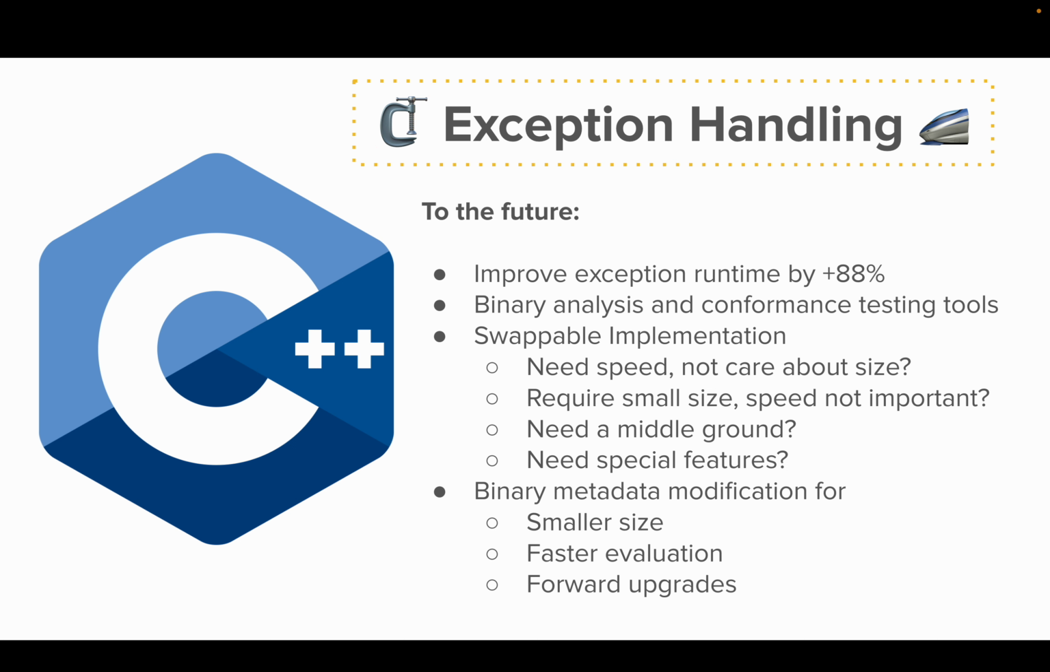But on top of this, not only can you have a tool that allows you to view, inspect and get insight into the errors being propagated out of your code, the other cool thing about exception handling is that it's swappable. Whenever you call throw, how throw is implemented is up to the implementation. Meaning that if you need speed but don't really care about code size, I can provide you an implementation that's faster but uses up extra code or extra space. Let's say you require small size, but speed's not that important. I can provide you an implementation that tries to reuse as many parts as possible in order to keep the binary size as small as possible. Need a middle ground? Sure, we might be able to provide you a middle ground.